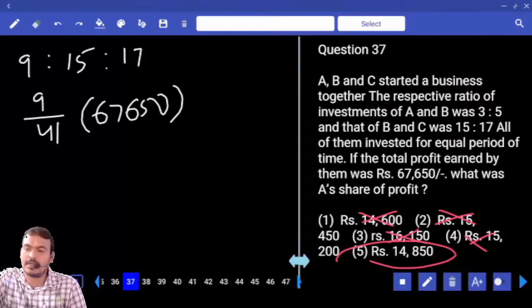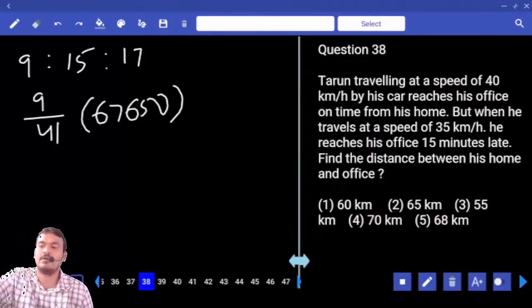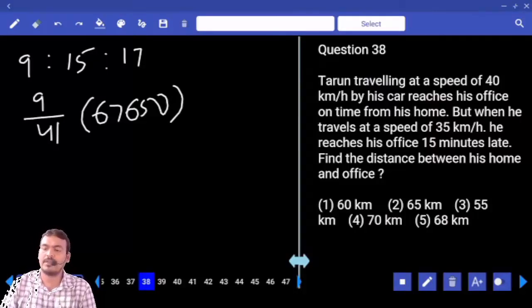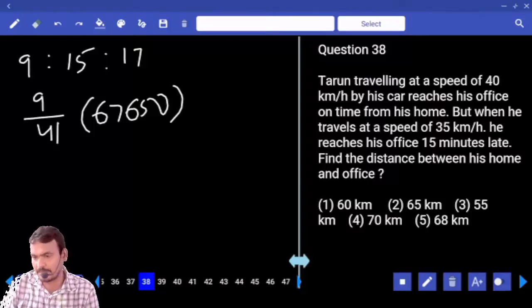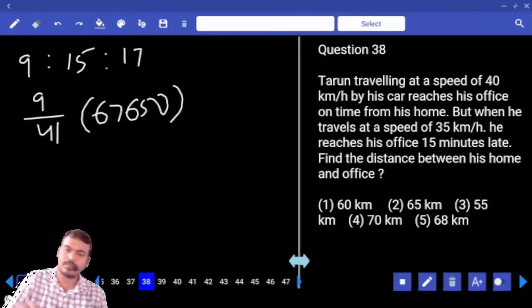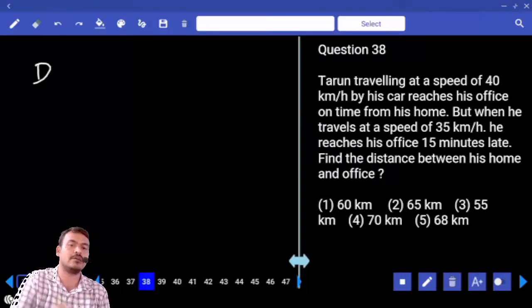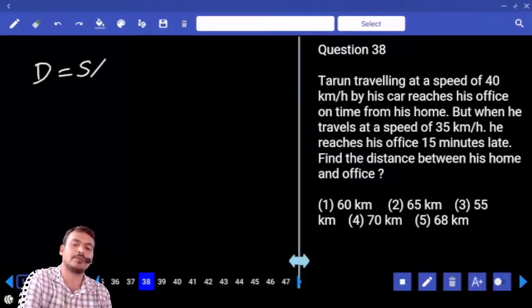Next question number 38. Tarun traveling at a speed of 40 km per hour by his car reaches his office on time from his home. But when he travels at a speed of 35 km per hour, he reaches office 15 minutes late. Find the distance between his home and office. We require which one? Distance value or not? Distance means speed into time or speed plus time?